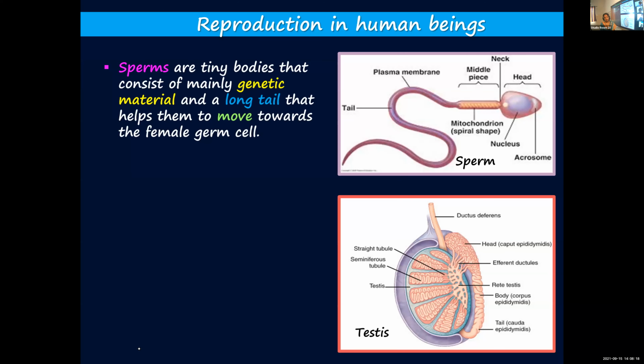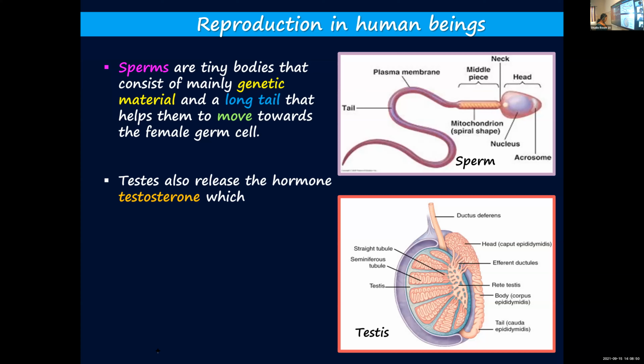Sperms can move with the help of the tail, whereas the egg cell or female gamete is non-motile and cannot move. Second point, the female gamete is bigger and the male gamete is smaller. Last point, the female gamete contains stored food, the male gamete does not. And with the help of the tail, sperms will move and reach the female gamete.